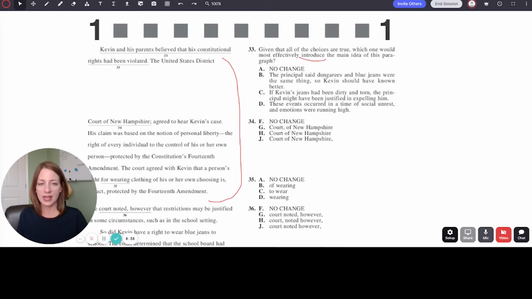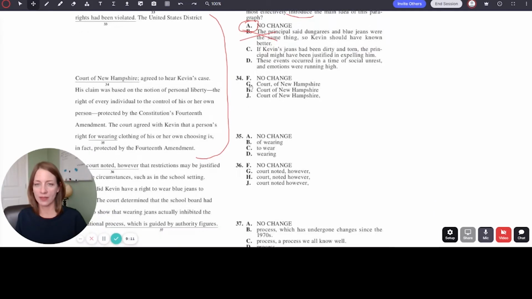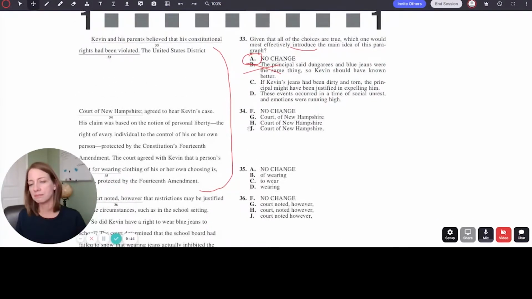The principal said dungarees and blue jeans were the same thing, so Kevin should have known better. Well, that's not a very good topic sentence. If Kevin's jeans had been dirty and torn, the principal might have been justified in expelling him. These events occurred in a time of social unrest and emotions were running high. I think it does a fine job with the answer that's there. So no change.